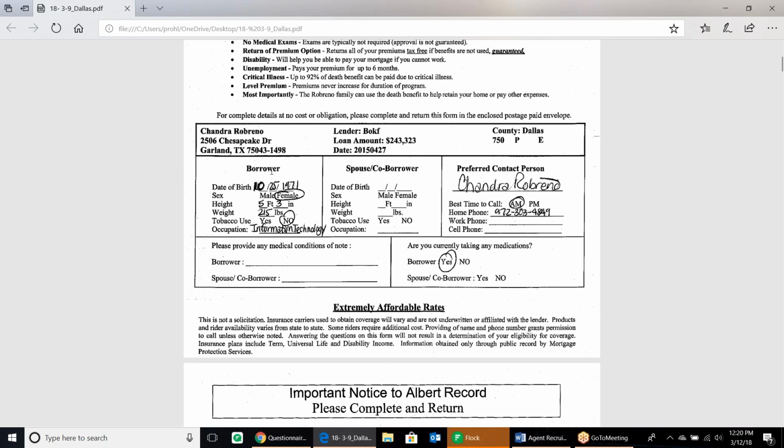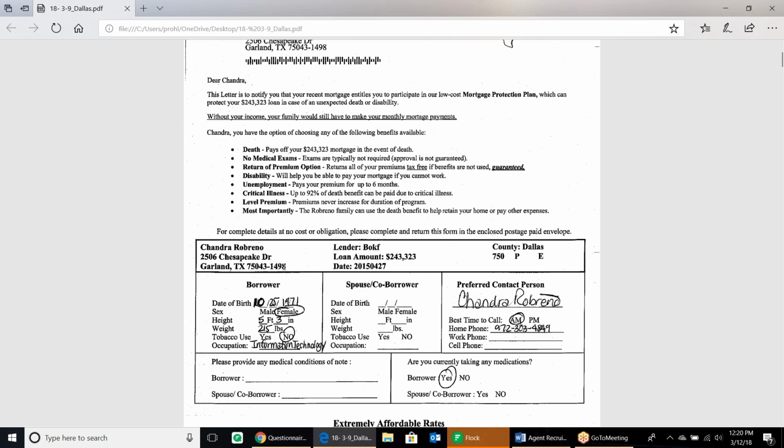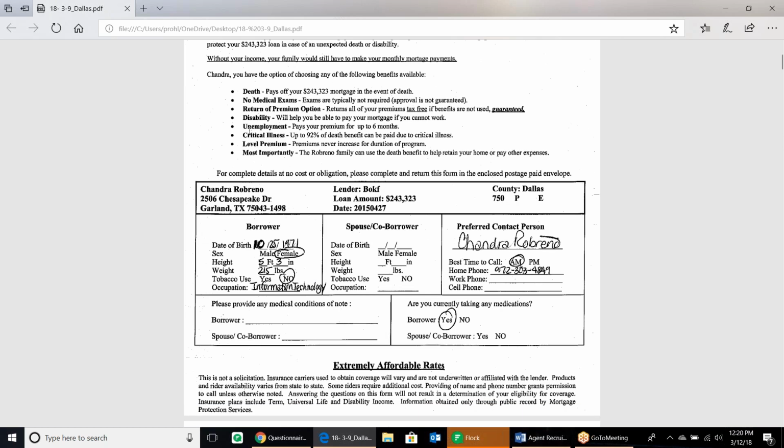Okay. 1971. Plan for $250,000 for somebody that was born in 1971, between 1970 and 1980, is going to be very low. Probably anywhere between $20 to $50 a month range, maybe a little bit higher based on what types of riders they have, but very good. And more than likely, they're going to be very healthy.